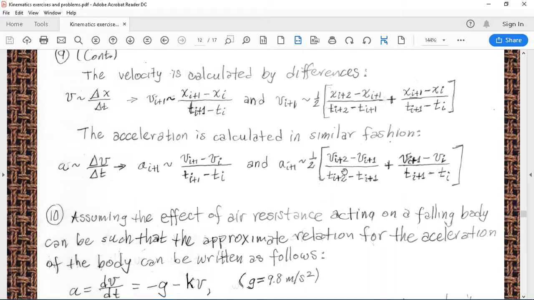The same happens here. So we will present calculations of the velocity and the acceleration according to these formulas, and to the extra one of x(i+2) minus x(i) over t(i+2) minus t(i) for velocity, and v(i+2) minus v(i) over t(i+2) minus t(i) for the acceleration.